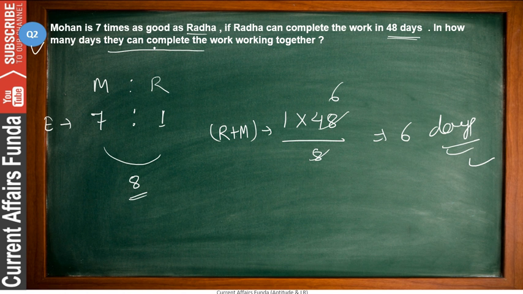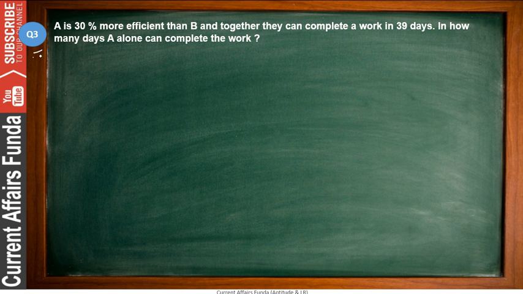अब काम किससे करवाना है? दोनों से मिलकर कराना है, राधा और मोहन से. तो दोनों की कॉमन इफिशिएंसी कितनी है? 8 है, तो 8 से डिवाइड कर दो, तो ये जो आंसर आएगा 6 डेज. That is the shorter way to solve such kind of problems. Now friends, see problem number 3.